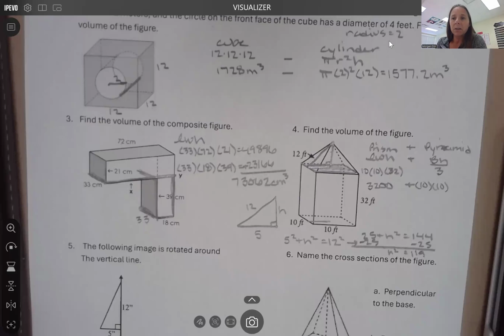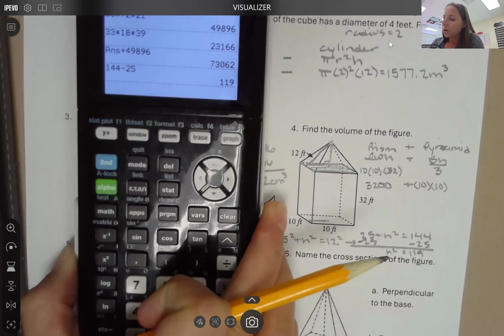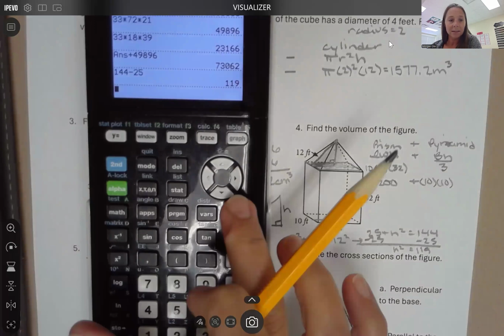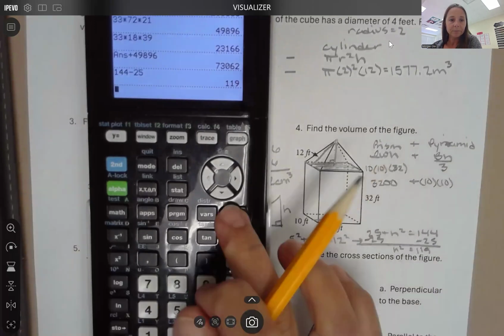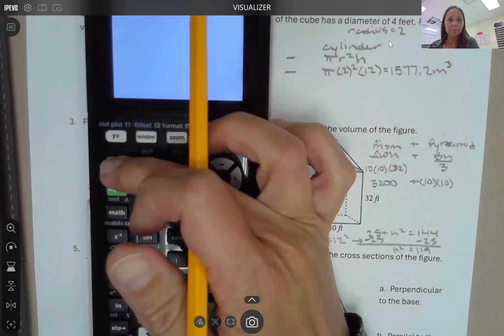If you're using this type of calculator, and I'm sorry, it's actually lagging a little bit. So to get the square root in my calculator, I hit the second and then x squared.